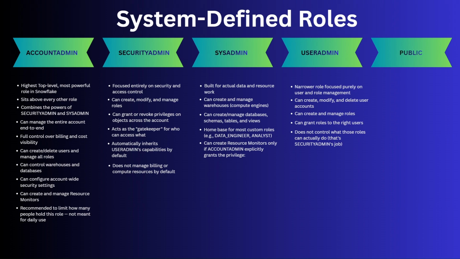So finally we have public. Public is different from the other system-defined roles. Every user automatically has the public role. It does not have special administrative privileges by itself. It only gets the privileges that are explicitly granted to it. If access to an object is granted to public, that access can be available to all users. This is why public is important from a security point of view.